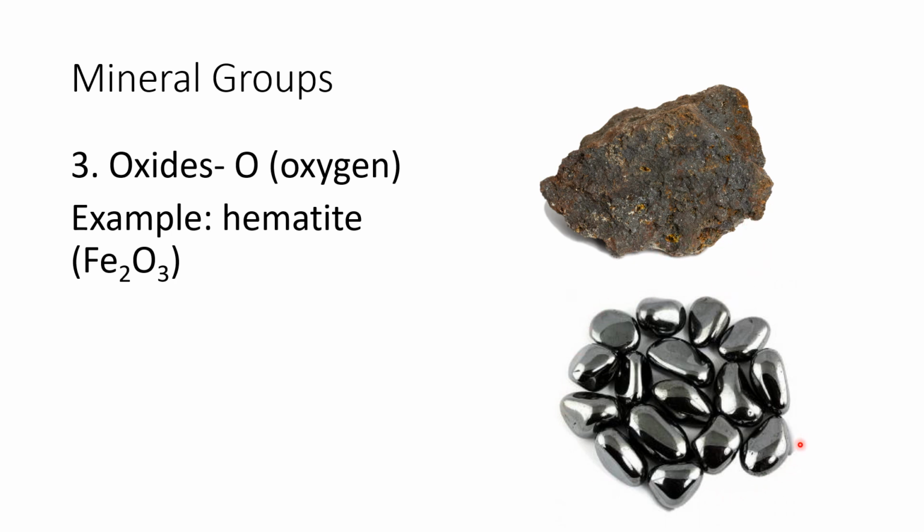Here is a picture, I just put this up here because this is found in a lot of people's houses. This is hematite after you polish it. It's this bright kind of silvery color, and these you can use as magnets on your fridge.